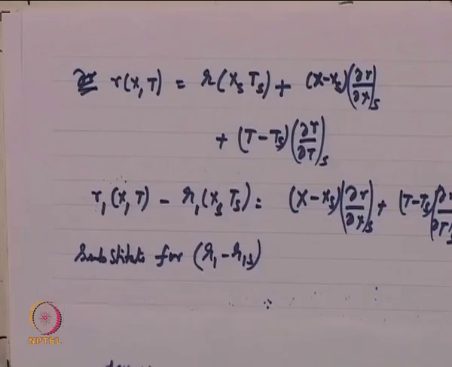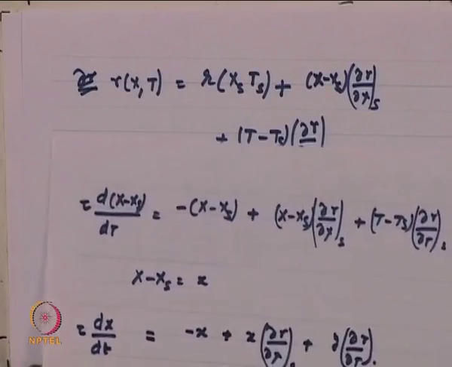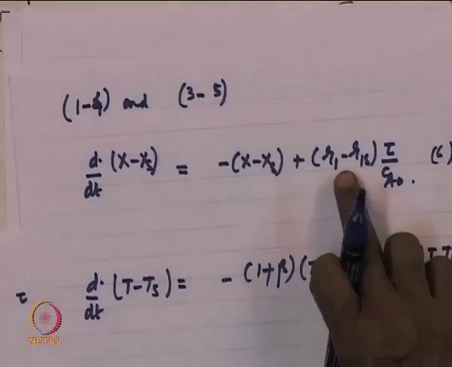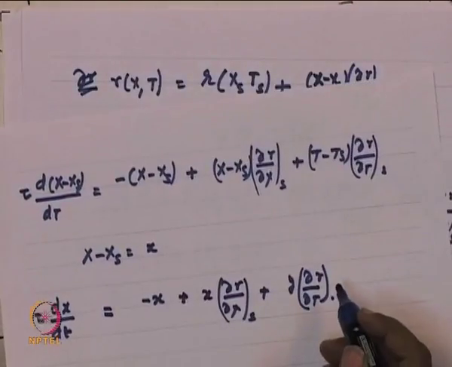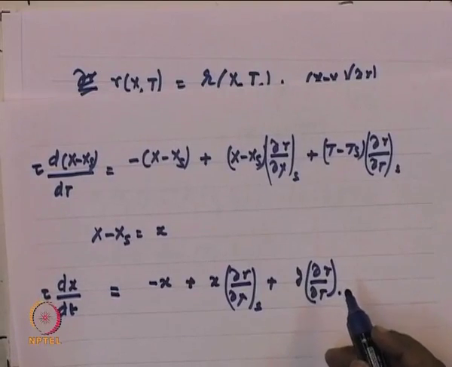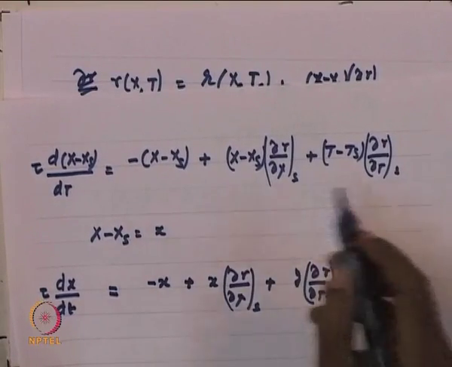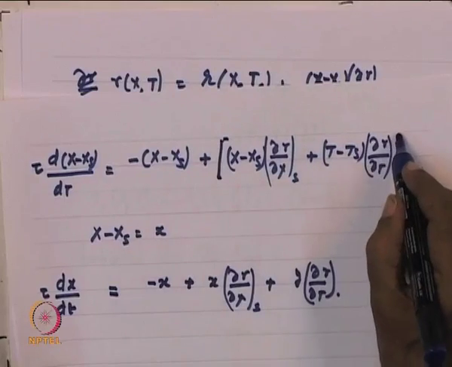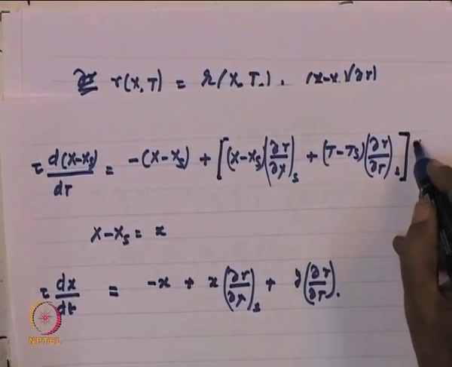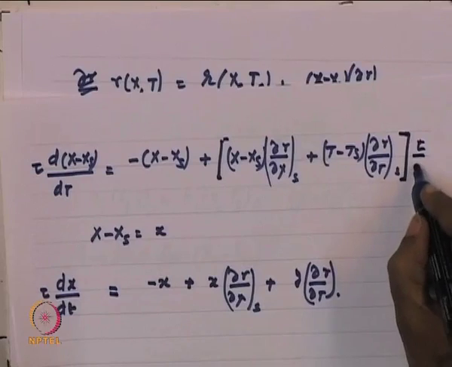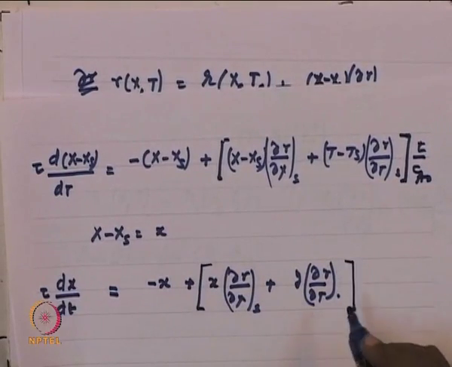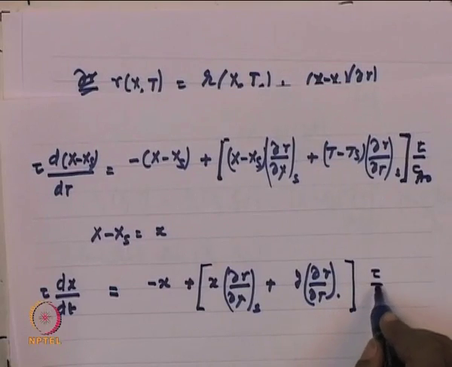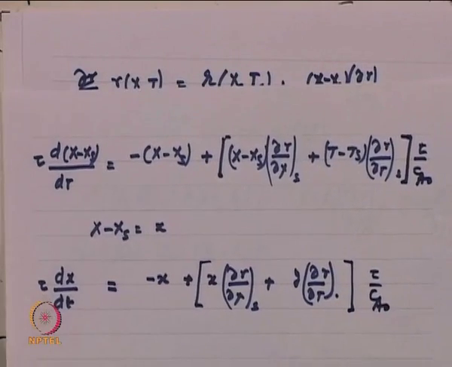Okay. And where is our equation here? Our equation has R1 minus R1s multiplied by tau by CA0. So we will have to multiply this whole term, R1 minus R1s, by tau by CA0. So this also we should multiply by tau by CA0. I hope we understand what I am saying.